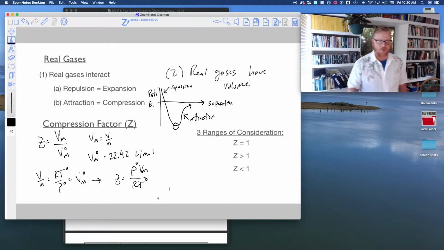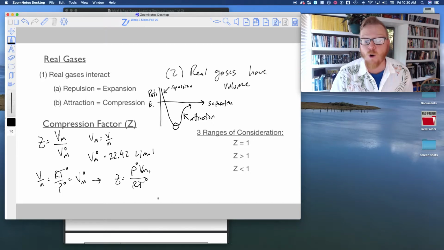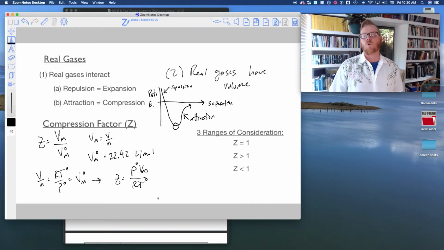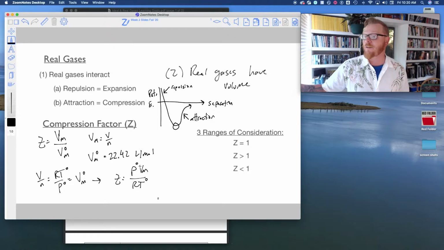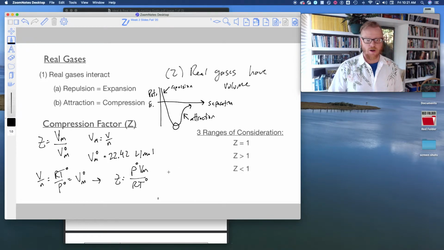Excuse me, those have to be the standard. Apologies. Now, this molar volume right here is going to be the molar volume as a result of whatever the pressure and temperature is. Okay, right? So go back to this. This Vm will be nRT over P. This Vm standard will also be nRT over P. But one is at standard conditions and one is at whatever the other conditions are. Okay? And so another way to write that would be P Vm equals Z RT. Okay?